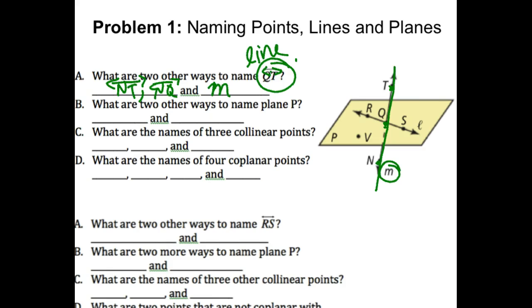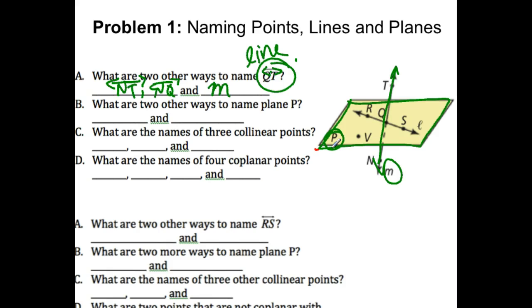The next question says, what are two other ways to name plane P? So we want to find out, where is plane P. If you look, there's a P over here on the left, and since it's not a point, that must be the plane P they're talking about. It's going to be this parallelogram you can see right there. So everything that's in there is on plane P.